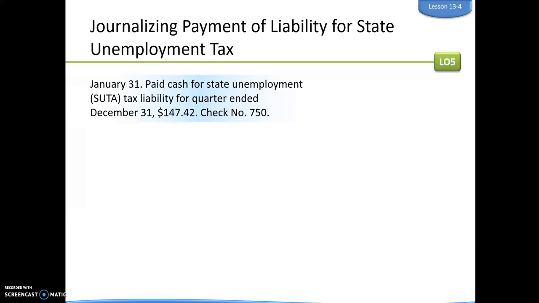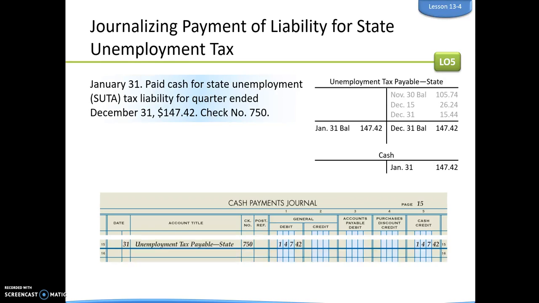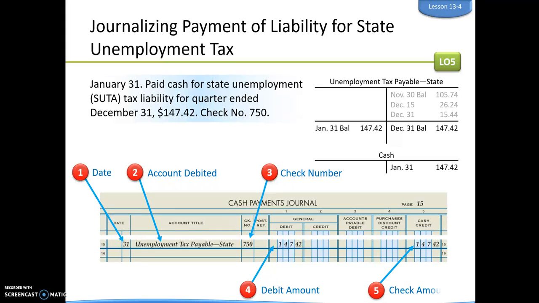This is journalizing payment of liability for state unemployment tax. January 31st, paid cash for state unemployment tax liability for quarter ended December 31st, $147.42, check number 750. Unemployment tax payable state, general debit $147.42, cash credit $147.42. Date, unemployment tax payable state, check number 750, general debit, cash credit.